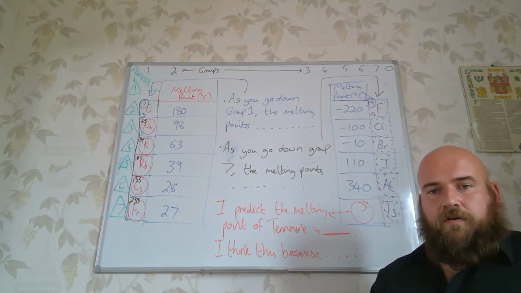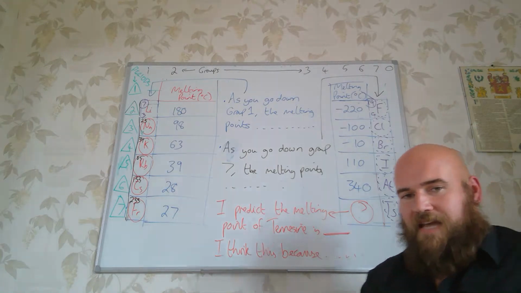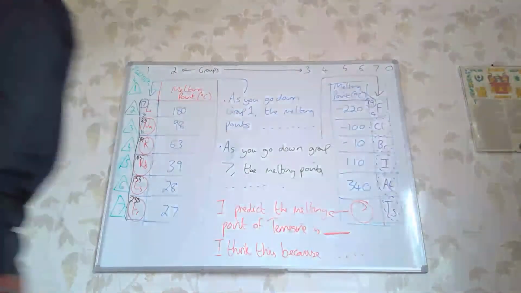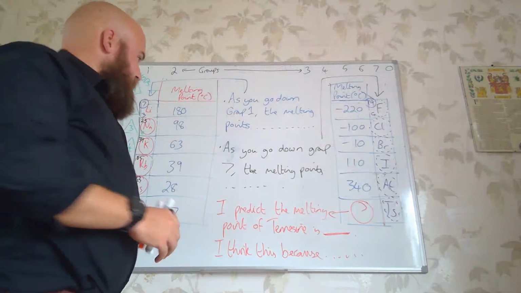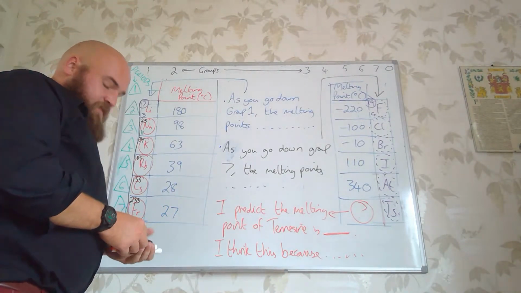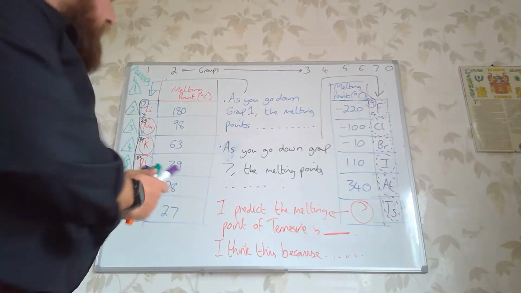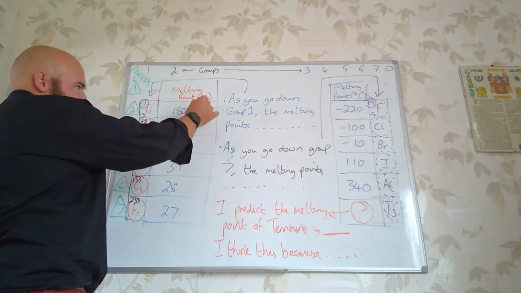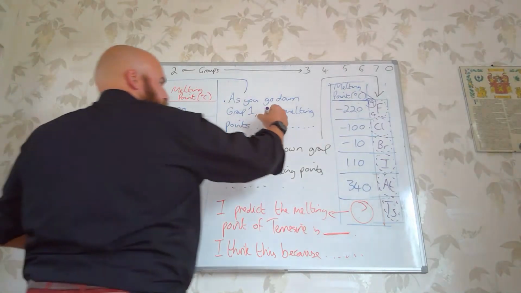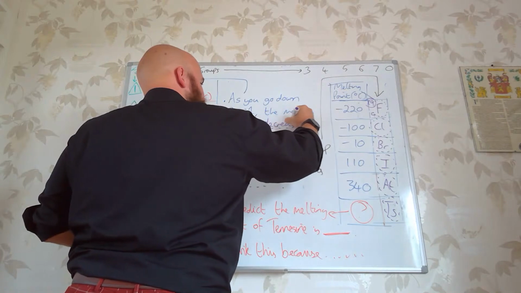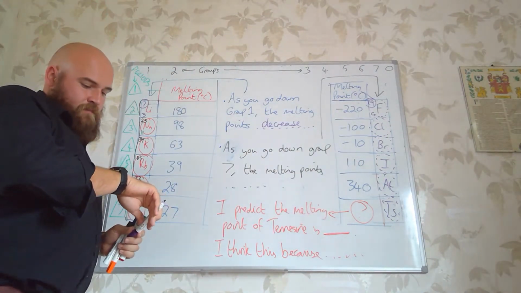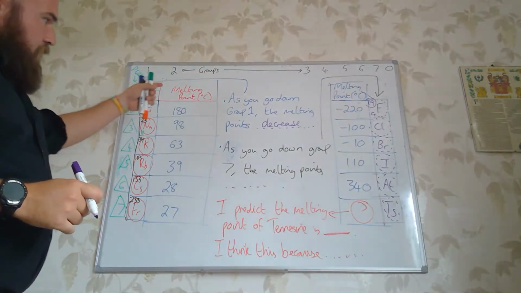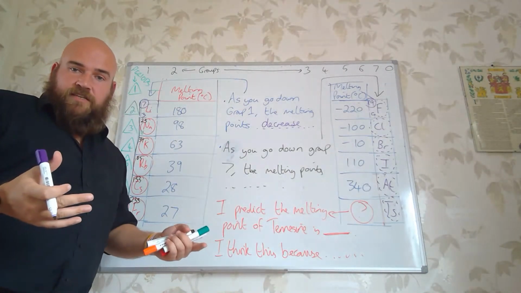All right, put your pens down. Let's have a quick review of that. So, thank you very much. So, answers. Let's see what you should have put. So as you go down group 1, so that's down these numbers, the melting points decrease. Decrease just means they get smaller and smaller. So going down group 1, the melting points get smaller.